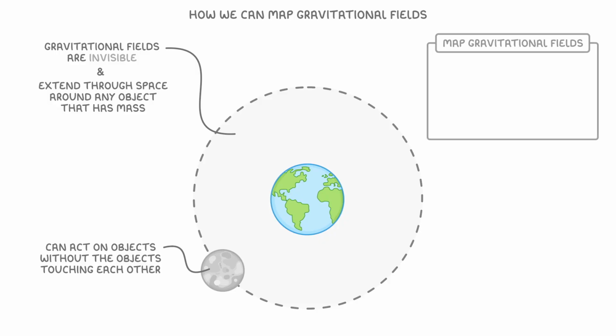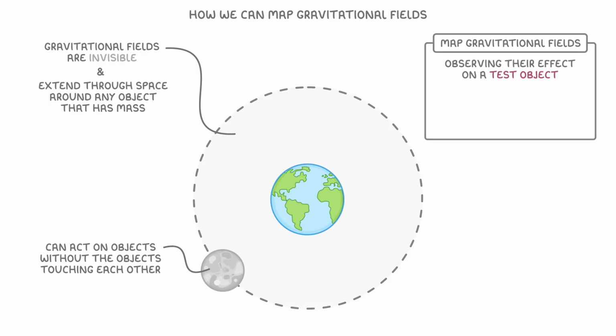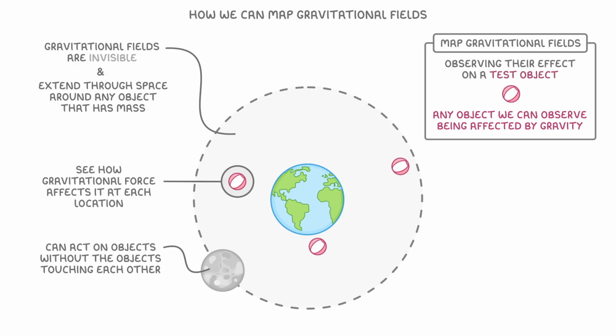What's really useful is that we can map these gravitational fields by observing their effect on a test object. We use the word test object in this context to basically describe any object that we can observe being affected by gravity, like a ball or any other mass. For example, if we place a ball at different positions around a massive object like Earth, we can then observe how the gravitational force affects it at each location.